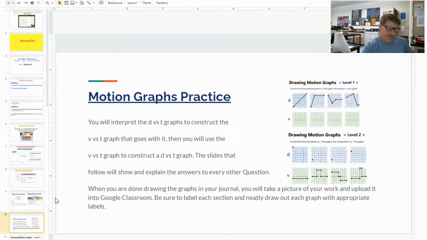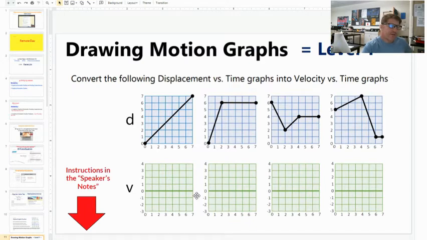Then when you're done with that, you have one more assignment, and this one here is your motion graphs practice, and you're going to submit this through Google Classroom. Pay attention to the speaker notes down here. Every other answer has been given to you.